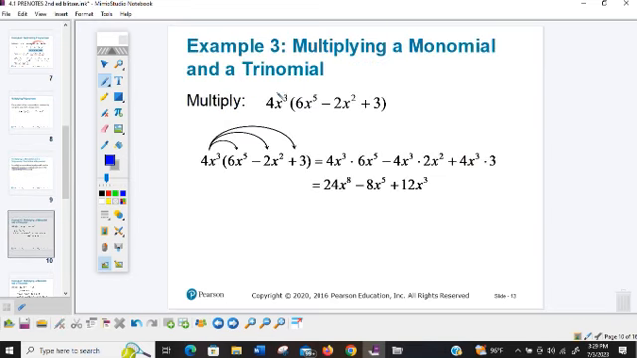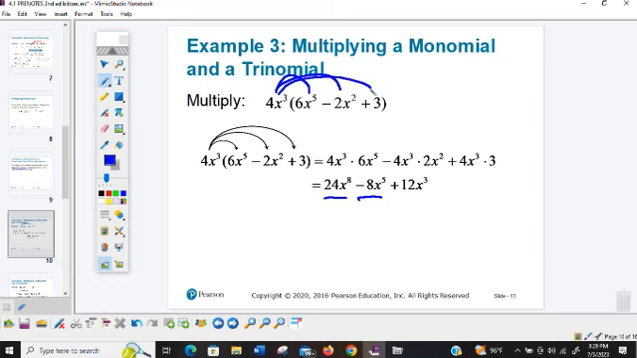We're going to do 4x cubed times 6x to the 5th. That's going to give me 4 times 6 is 24, and when we add our exponents, we get 24x to the 8th. Then I'm going to do 4x cubed times negative 2x squared. 4 times negative 2 is negative 8. x cubed times x squared, we add our exponents. That gives me negative 8x to the 5th.